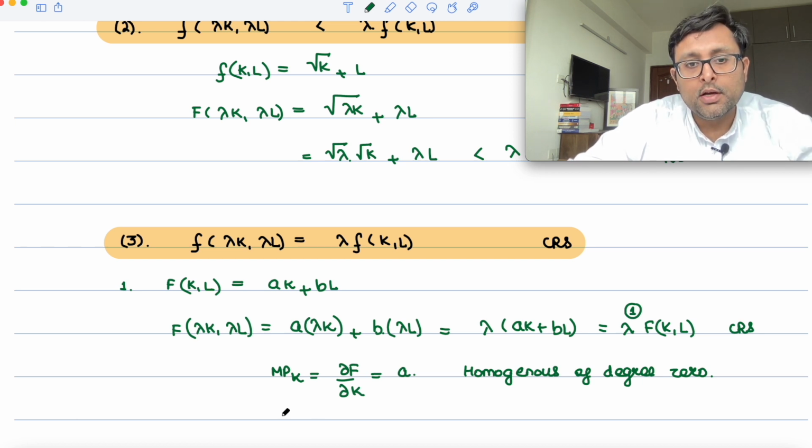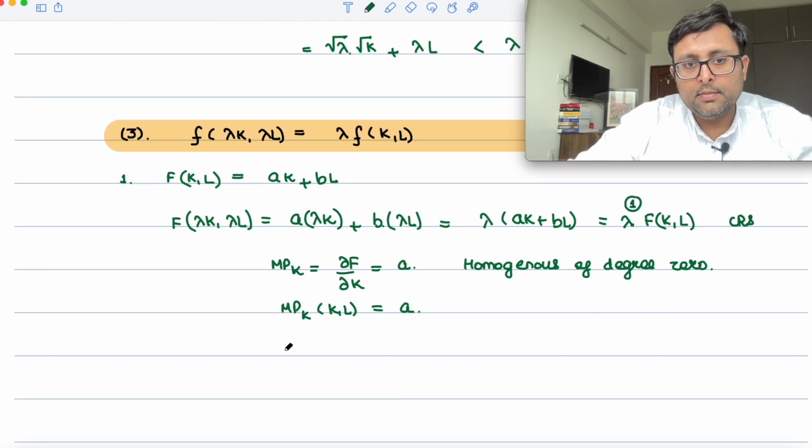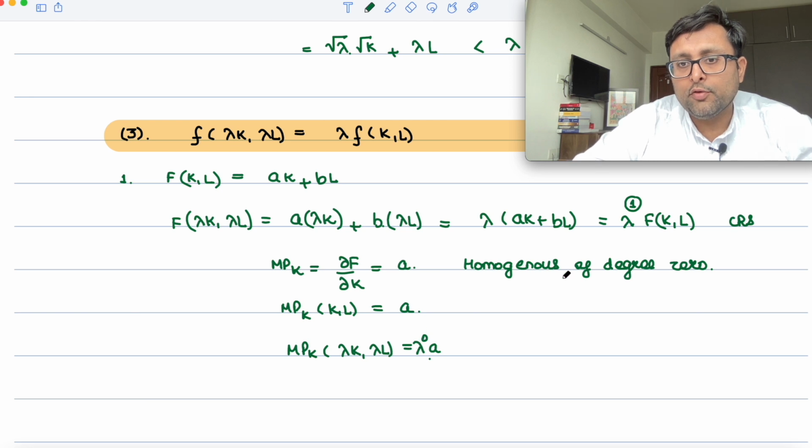That doesn't matter, because you can write your MPK as a function of K and L, but this is just A. That means you increase K and L by lambda, but this is just A. There is no K and L here. It is as if you are writing lambda to the power 0 into 1. So lambda to the power 0 means homogeneous of degree 0.